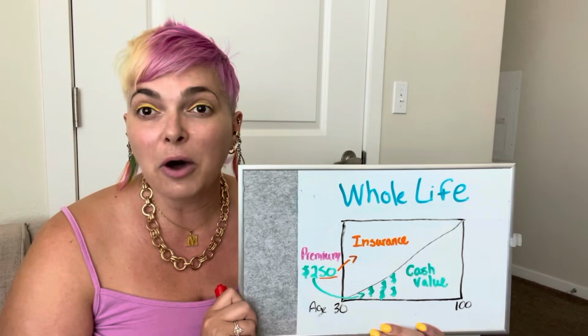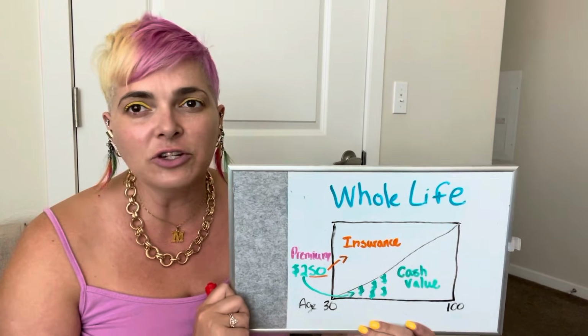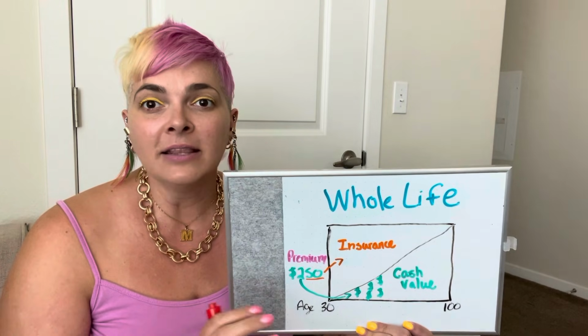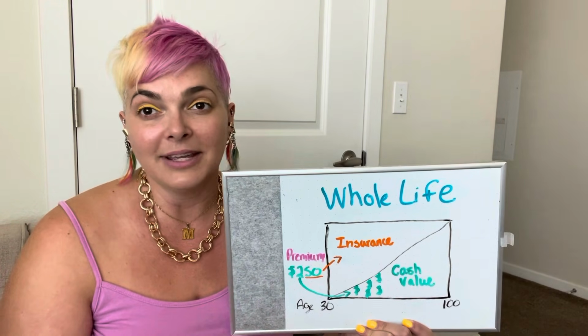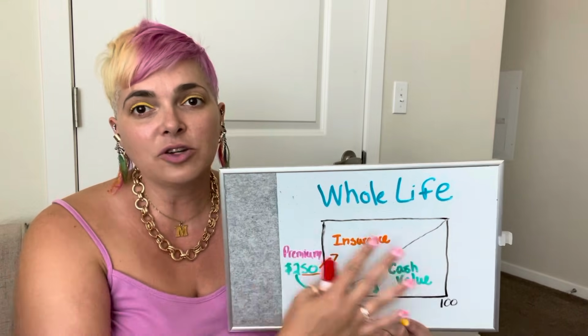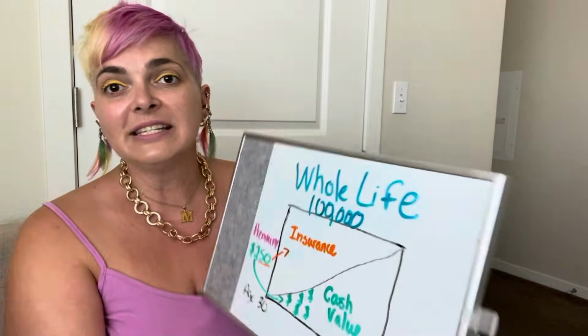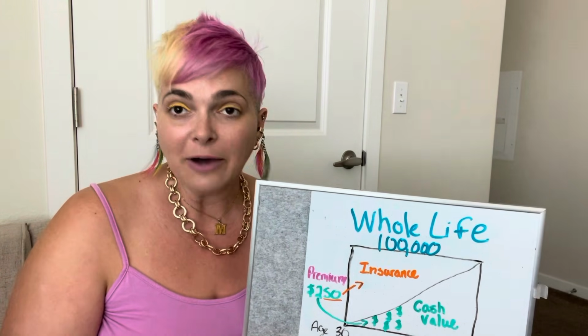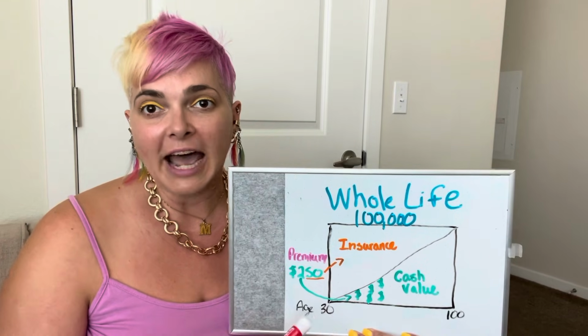Okay, so let's talk about whole life insurance. Whole life insurance can be a little wonky because it's got this thing called cash value, and unless you can understand it, it's just a tricky concept. This graph represents a $100,000 whole life policy. So what this is saying is that you're buying insurance, and if you were to die, they will pay your family $100,000.